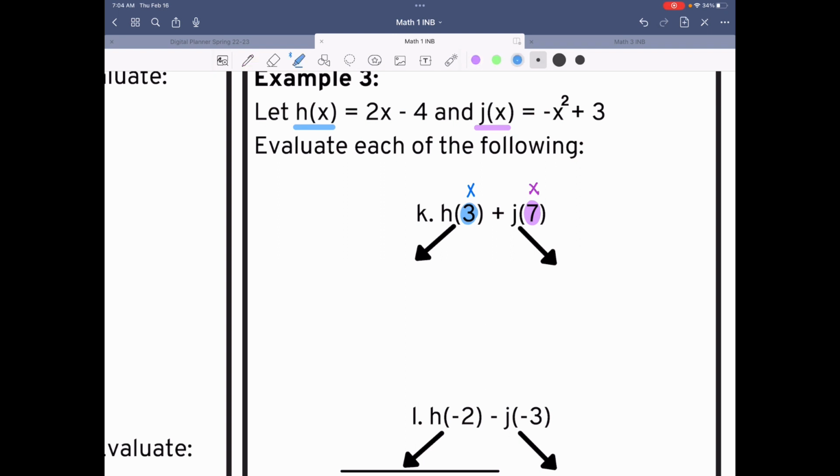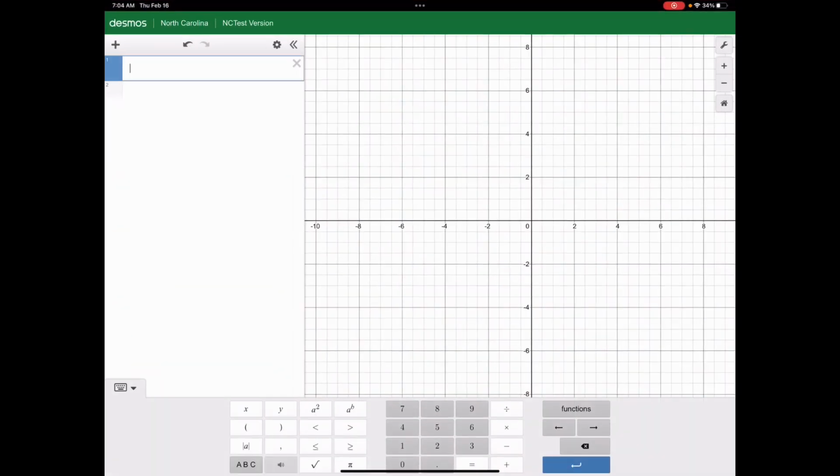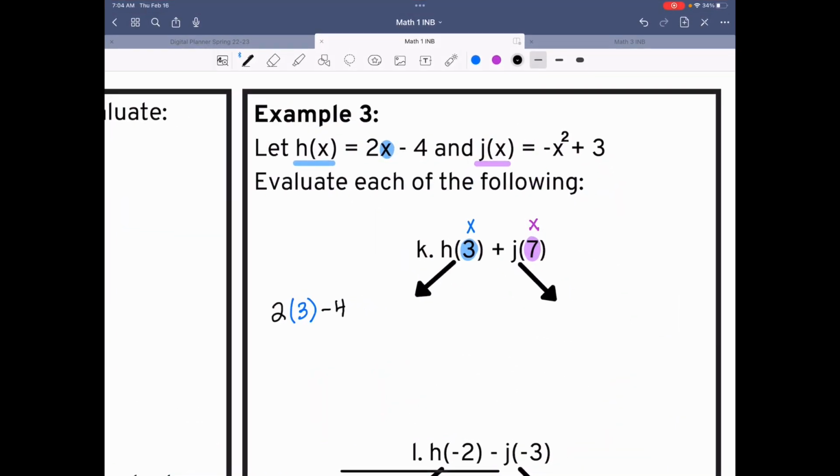So again, I'm going to take where X is, and I'm going to input 3. So this is going to be 2 times 3 minus 4. Now, if you need to use Desmos for these, that's fine. Just make sure when you plug them in that you plug them in properly. So we have 2 times 3 minus 4 is going to give me 2. So I now know that my output here is 2.